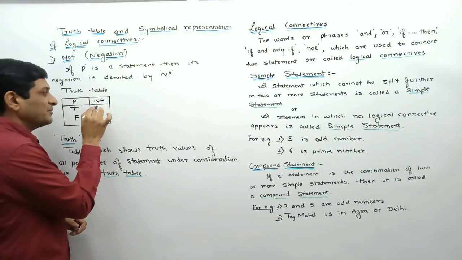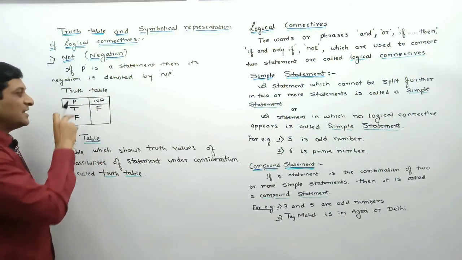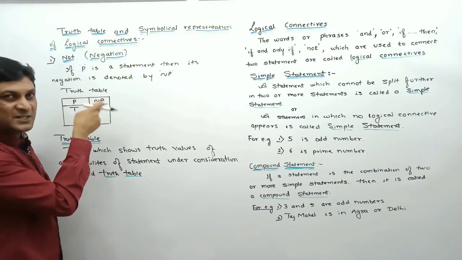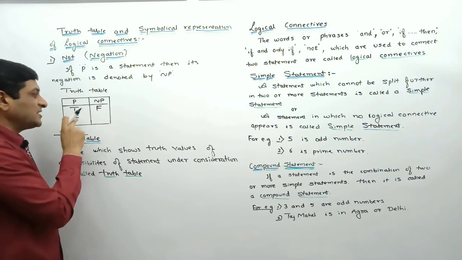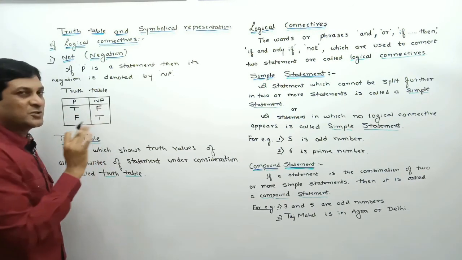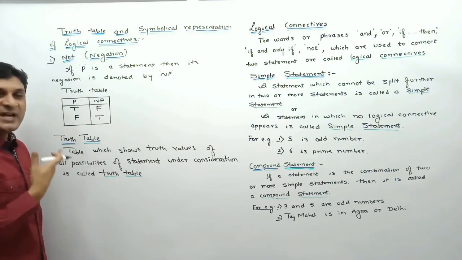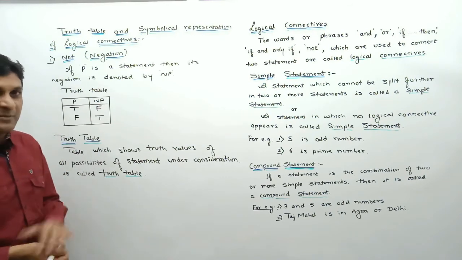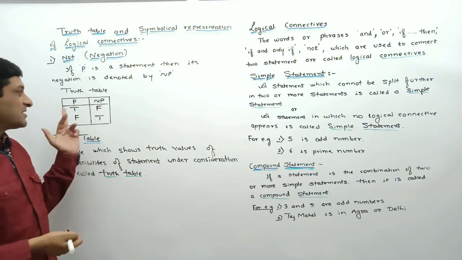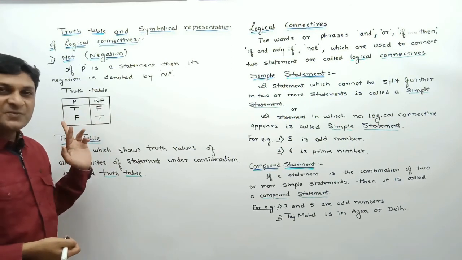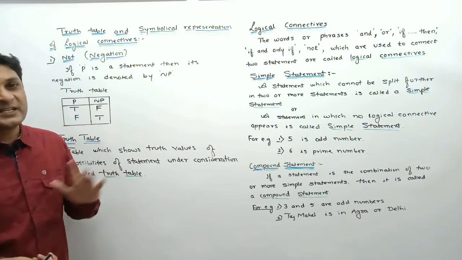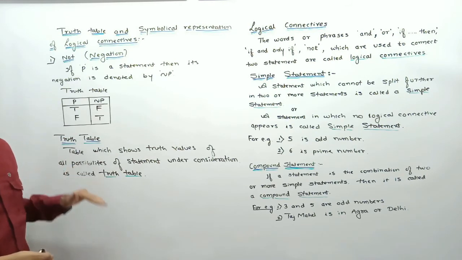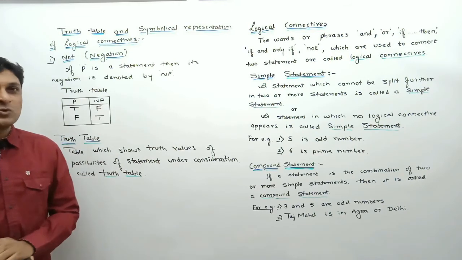It is false. Means simply you have to remember that if statement is true, then its negation is false, and if statement is false, then its negation is true. So in this way we are easily able to remember the truth table here, isn't it? If the statement is true, then its negation is false. If statement is false, then its negation is true. Now let us try to understand the definition of truth table.